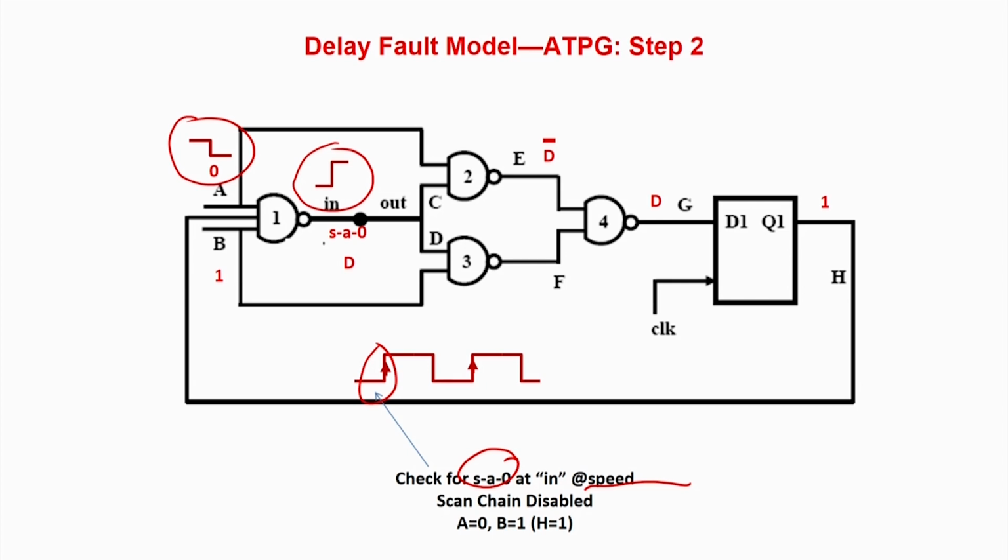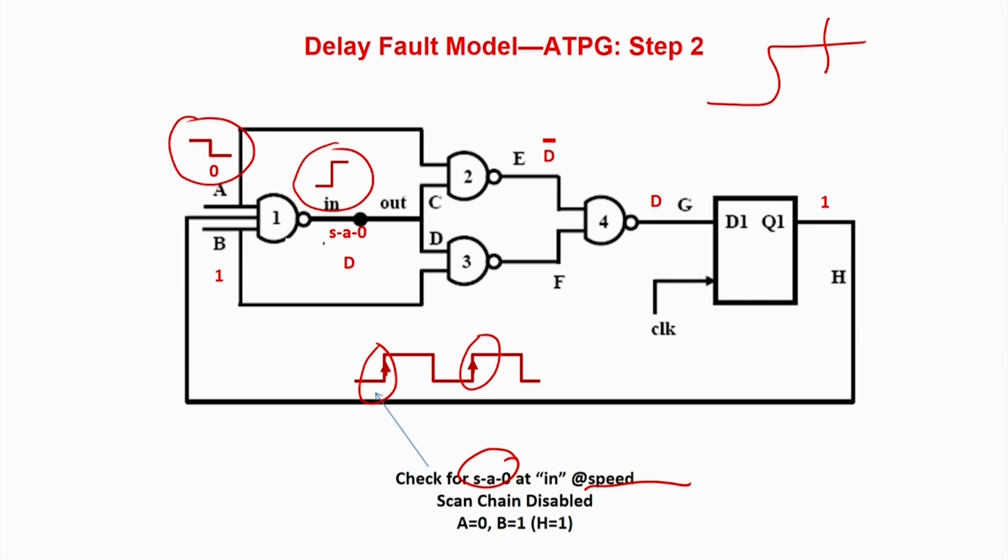So if the rise happens in proper time, then the value will be propagated to the flop and it will be captured. But if it cannot rise, that means there is a slight delay, then what is going to happen? It is not that the line is stuck. This line is not permanently stuck. It will rise, but the rise time will be so high that it will not be captured in the second clock period. It will be lost.